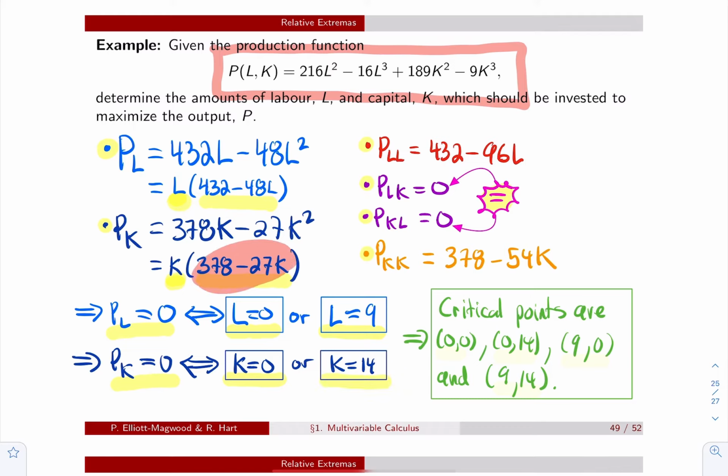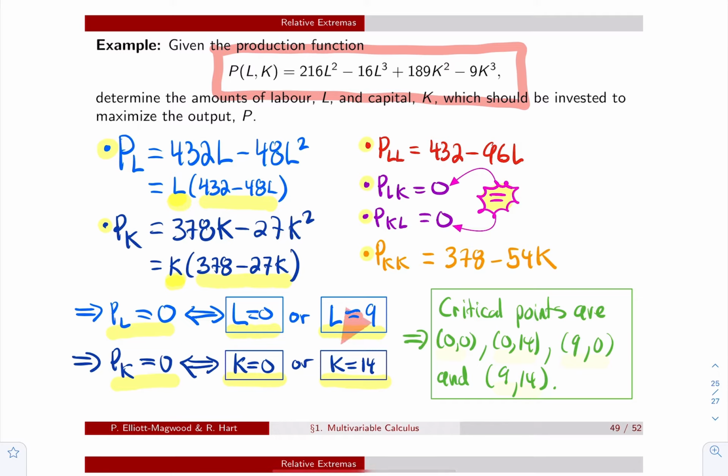If you isolate K there, so if you divide 378 by 27, you're going to get 14. So here the possible second coordinates for those critical points are 0 and 14. Be careful here. I get a lot of people just answering 0 and 9 and 14. No, the idea is that if L is 0, there are two possible K values, either 0 or 14. And if L is 9, you also have two possible K values, which are 0 and 14.